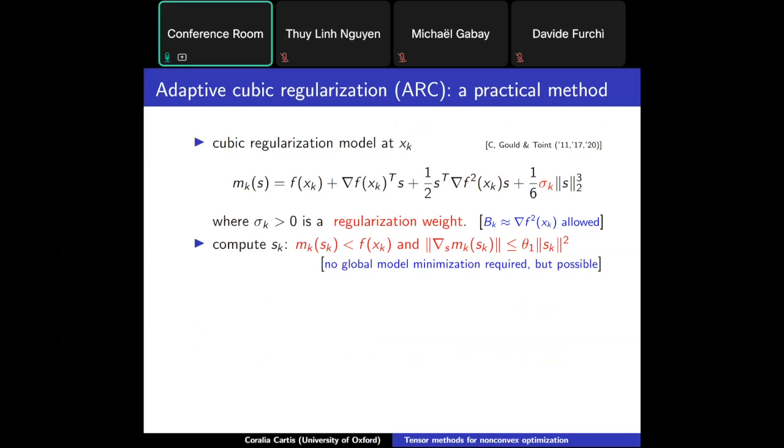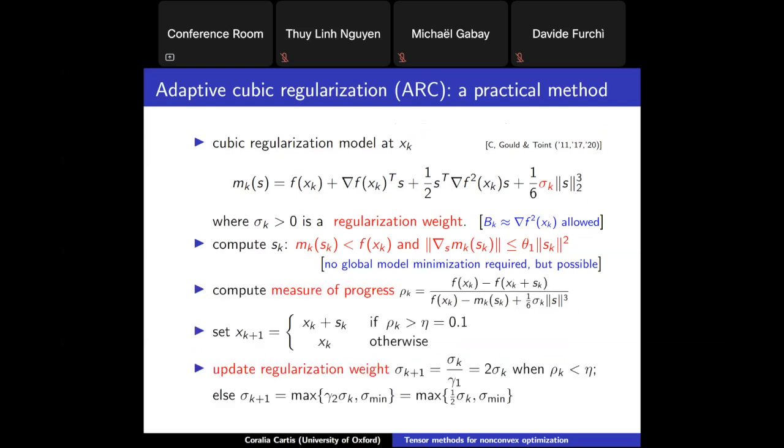So when I minimize this model to get my next step, sk, I don't do it globally to find a global minimizer of this model. I just find an approximate local minimizer. That's the main idea. You don't need to know all this. Just know that then I have to decide how I make progress.